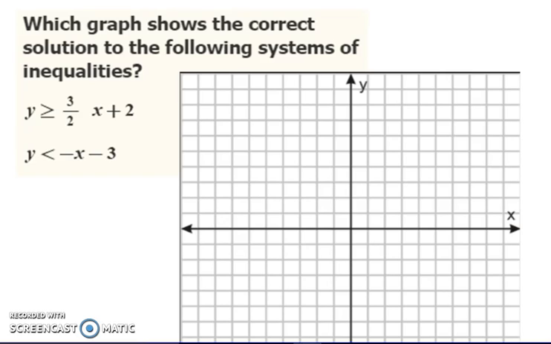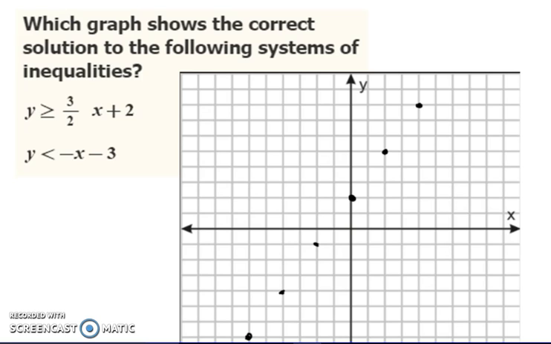So I'm going to start with my first one. I have a y-intercept of +2, so I'm going to start there. My slope is 3 over 2. They're both positive, so I'm going to go up 3 to the right 2, up 3 to the right 2, as many times as I can. Then I'm going to go down 3 to the left 2. 1, 2, 3. And again, we're doing this as many times as we can.